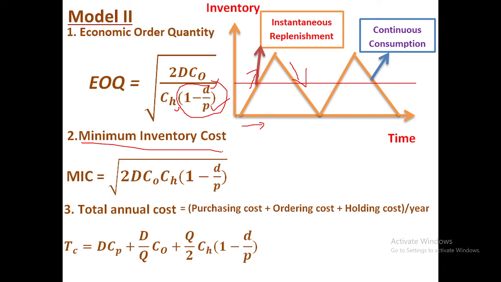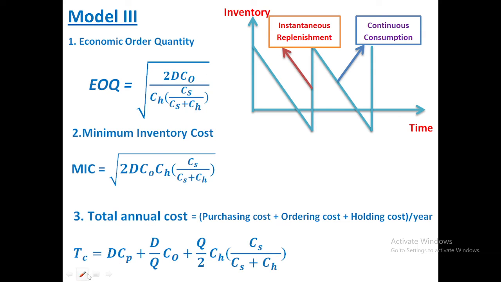Minimum inventory cost is equal to root of 2D CO CH into 1 minus d by P. Total annual cost equal to purchasing cost plus ordering cost plus holding cost per year. So D CP, where D is the demand, is the purchasing cost; D by Q, demand by quantity, is the ordering cost; Q by 2 into CH into 1 minus d by P is the holding cost. That is model 2.